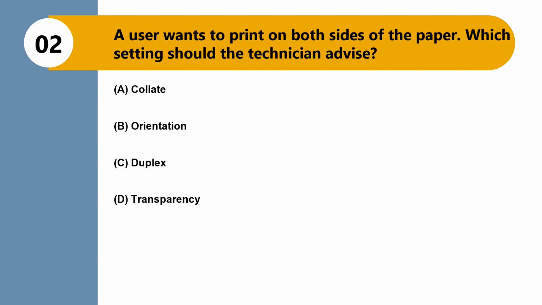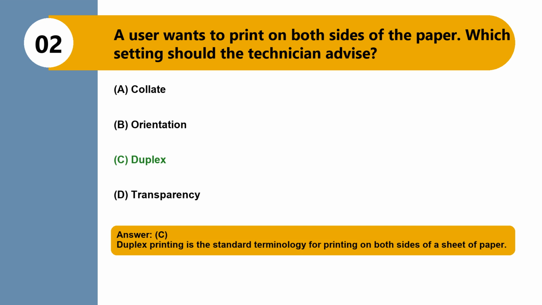Question 2. A user wants to print on both sides of the paper. Which setting should the technician advise? Option A. Collate. Option B. Orientation. Option C. Duplex. Option D. Transparency. The correct answer is option C. Duplex. Duplex printing is the standard terminology for printing on both sides of a sheet of paper.